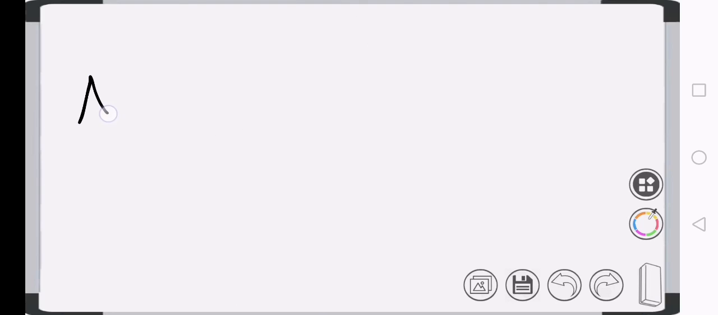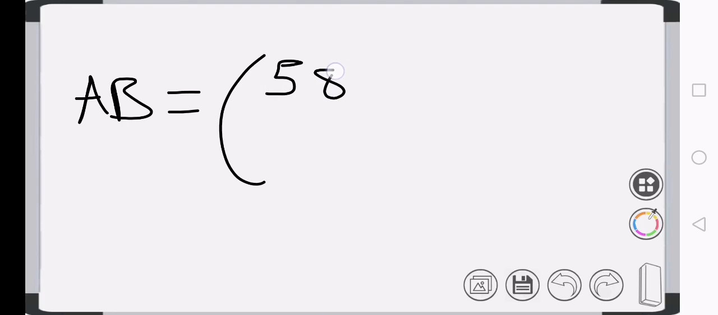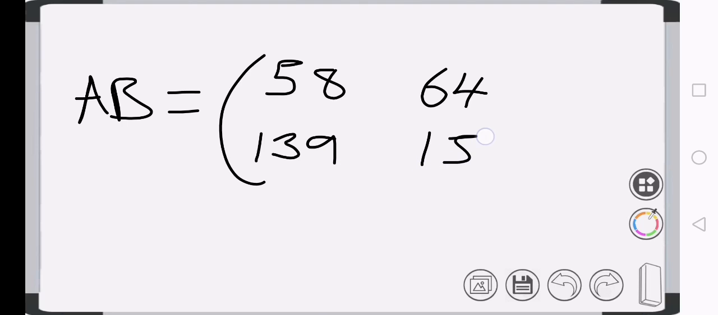Therefore, AB is equal to 58, 64, 139, 154.